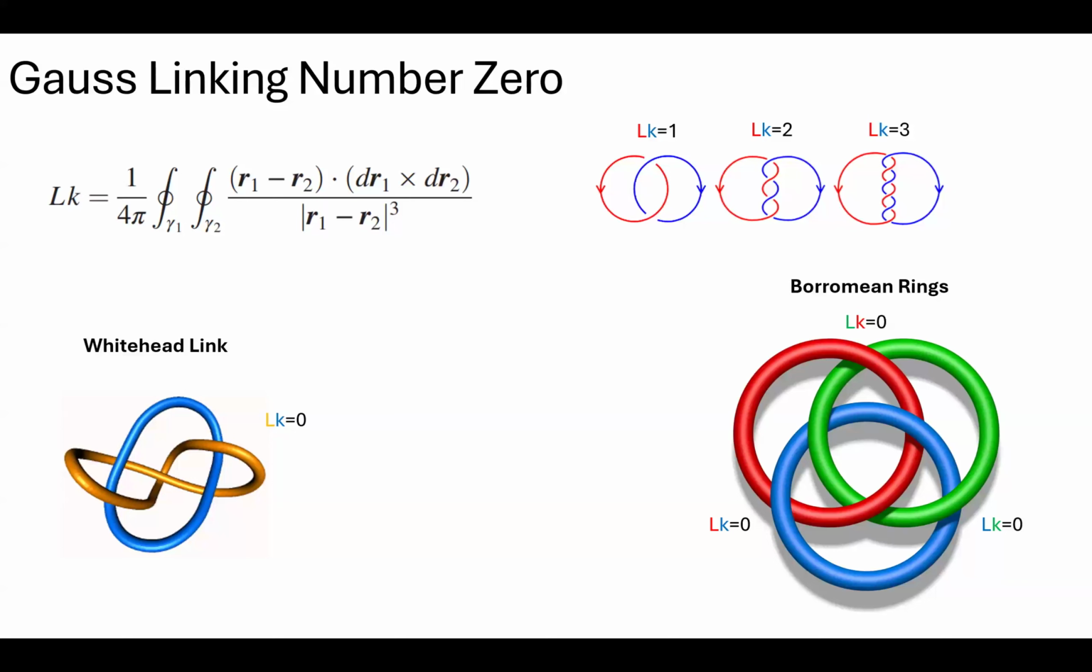So the Gauss linking number is a double integral over 2 curves that calculates how many times one curve passes through another. You can see examples of linking number 1, 2, and 3 up there, but there are a few links which have a Gauss linking number of 0. So this one is called the Whitehead link. Even though the orange and blue are linked, you can think about how the flux of blue through orange is the same both ways, so it cancels out the orange twist in the middle.